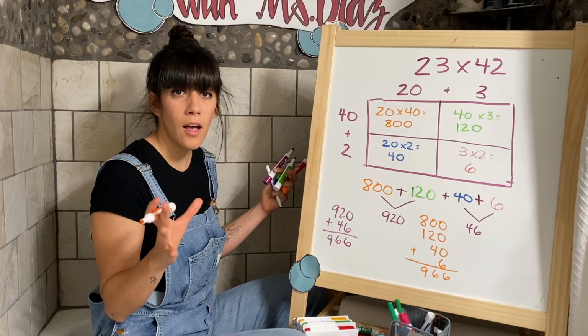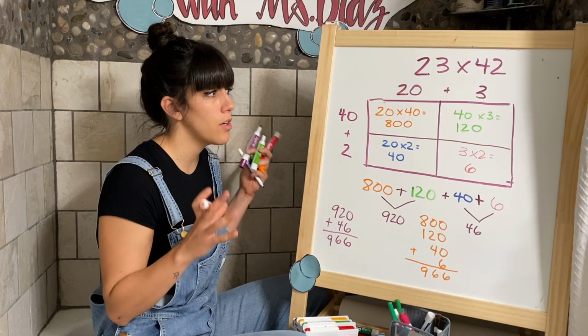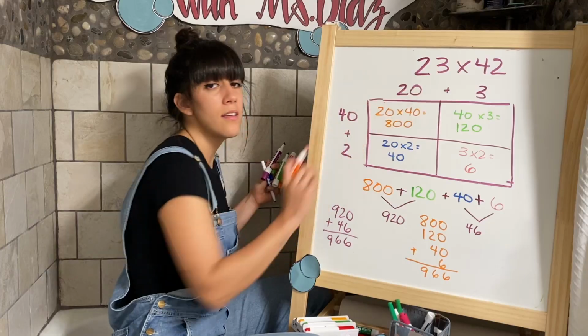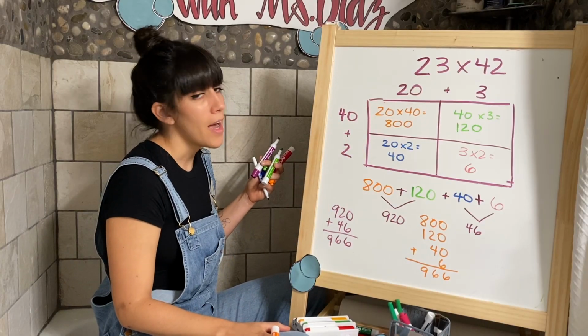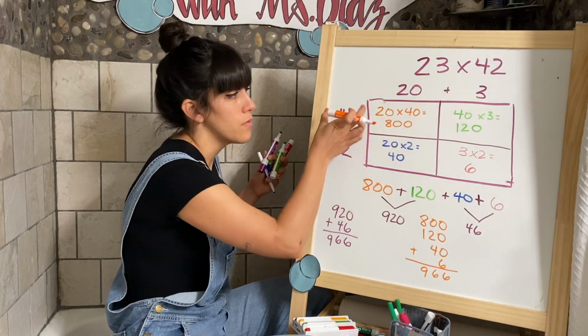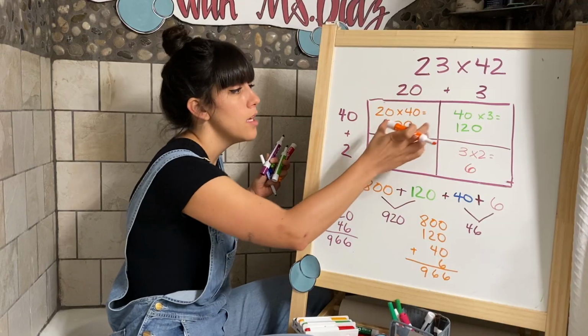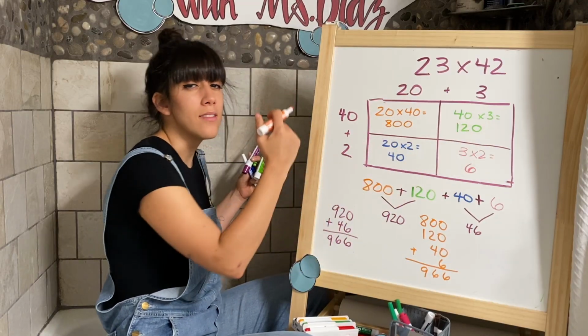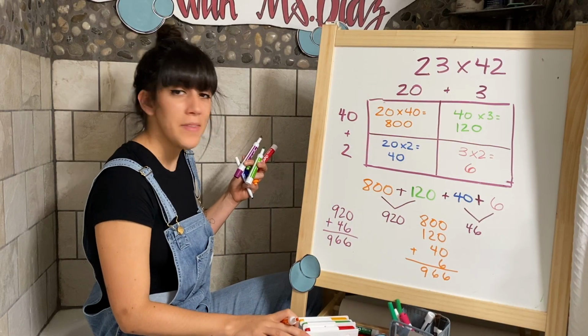So hopefully this helps with understanding box method or area model. You can do this with any single digit number, as well as 3 digits versus 1. It's the same concept. You just need to make sure that you're going one step at a time.